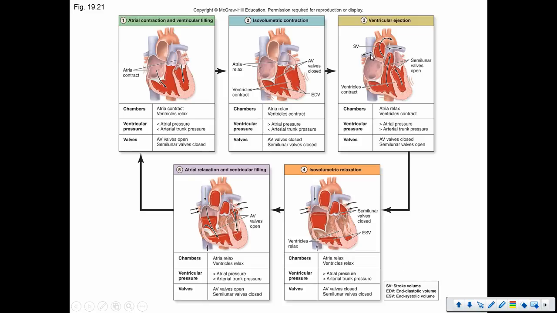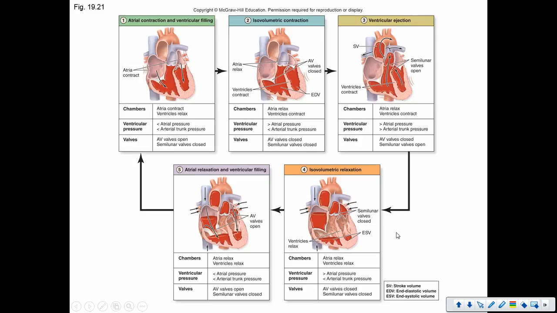And the stroke volume is going to measure how much blood is being pumped out of the heart each minute. So, with each pump of the heart, with each stroke of the heart, each time the ventricles contract, how much blood is leaving the heart. And that is what we call the stroke volume.